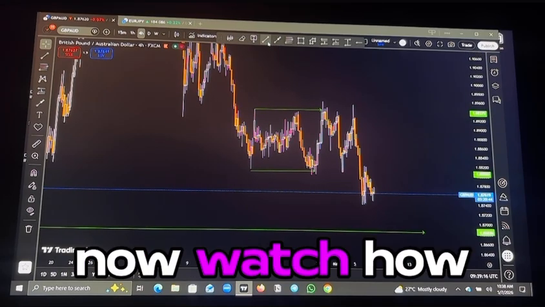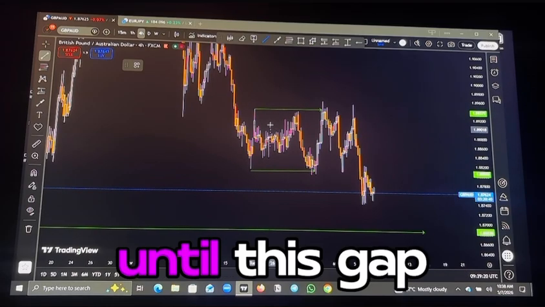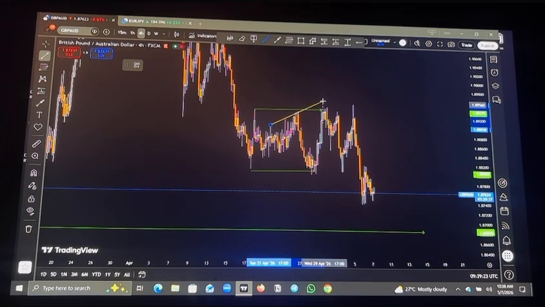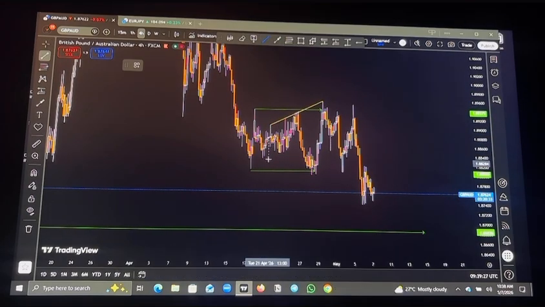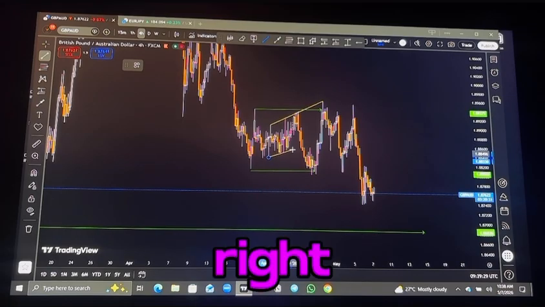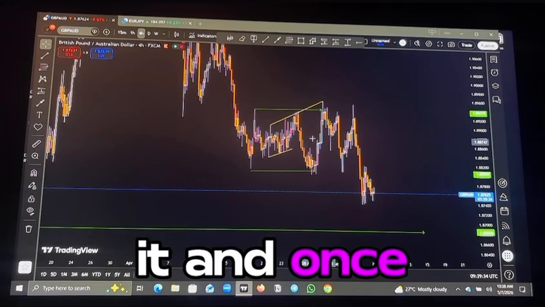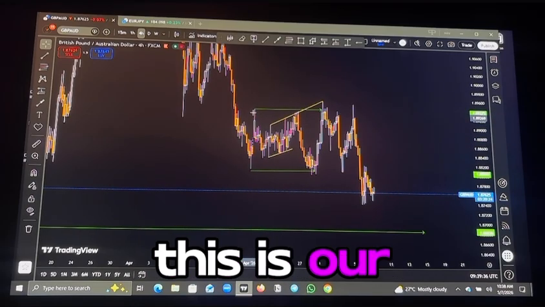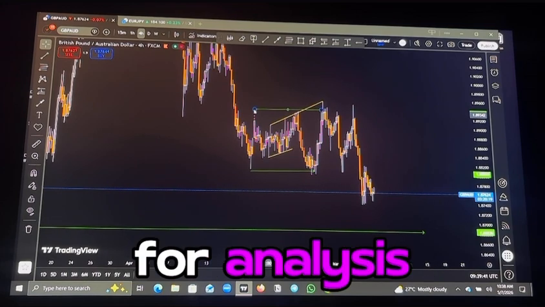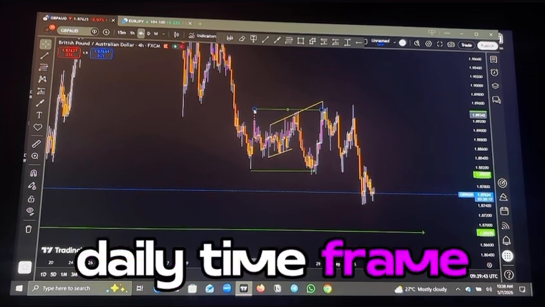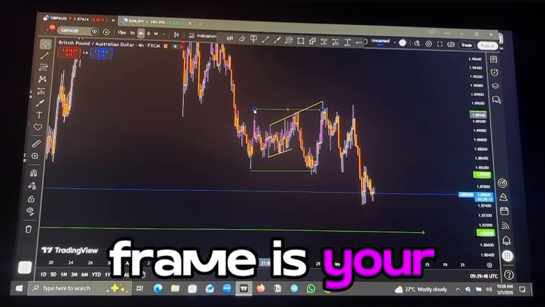Now, watch how the market did not take out this high until this gap was filled. Until the gap was filled, right? You can see it. And once the gap got filled, this is our H4 time frame. Take note, H4 time frame is for analysis, not for execution. Daily time frame as well is for analysis, not for execution. Your executional time frame is your H1 time frame.